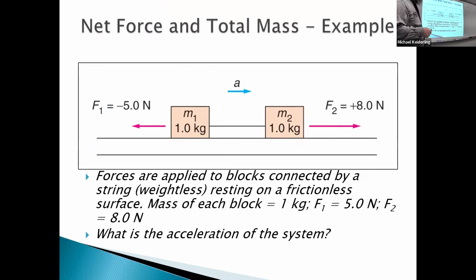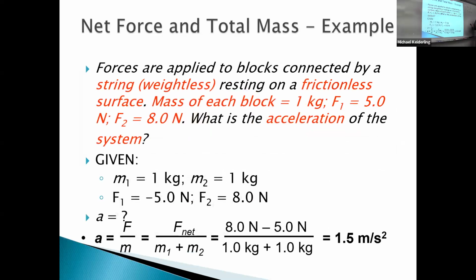Here we have two forces. The positive direction is to the right. Force one is to the left, and it is 5 newtons, so it is negative 5 newtons. Force two is to the right, and it is 8 newtons, so it is positive 8 newtons. The two blocks are connected by a string, so we can treat them as one complete system. Mass one is 1 kilogram, mass two is 1 kilogram, so the total mass is going to be 2 kilograms.